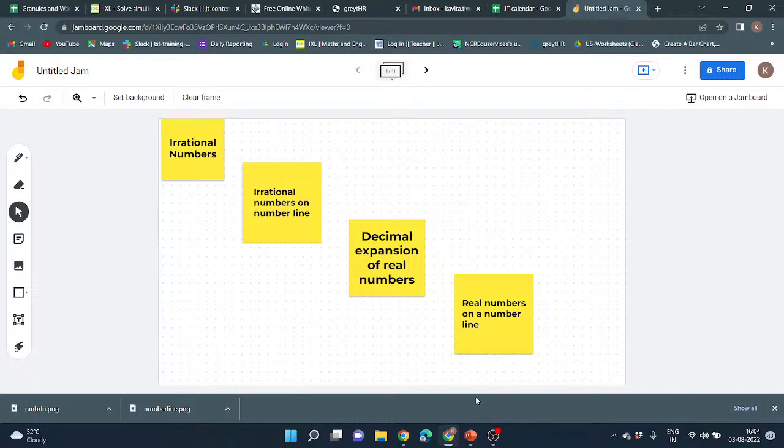Hello students. My name is Kavita Tiwari and we are going to learn about irrational numbers and then irrational numbers on a number line, decimal expansion of real numbers and then real numbers on a number line in today's class. So basically, firstly we need to know what are irrational numbers.